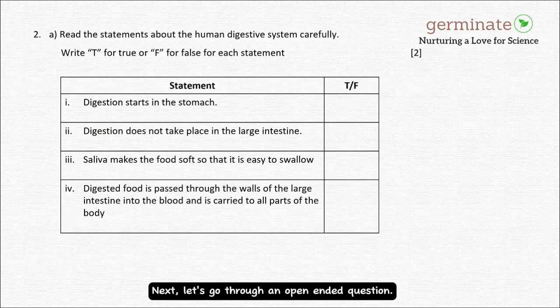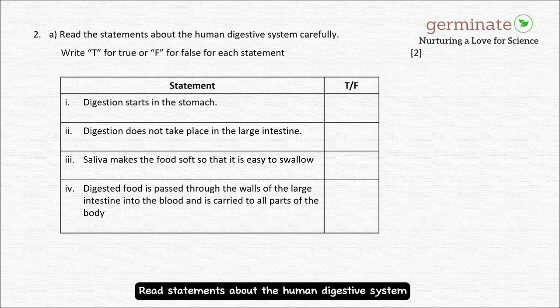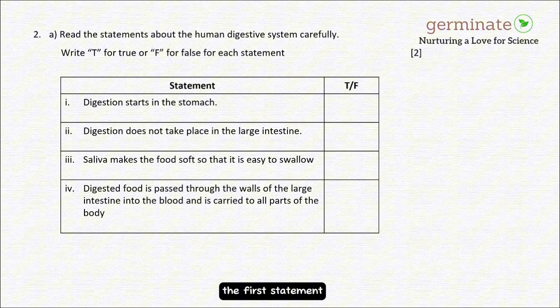Next, let's go through an open-ended question. Question 2A. Read the statements about the human digestive system carefully. Write T for true or F for false for each statement. Let's examine the first statement. Digestion starts in the stomach.